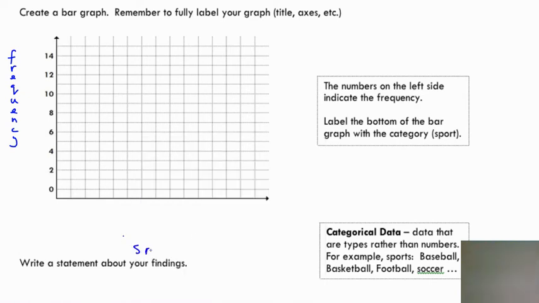Okay, so sport along the bottom. And let's just do each one here. So in our first area, we'll use baseball. And then basketball. You don't have to worry. Just follow what's in the data table. Football and hockey and soccer.